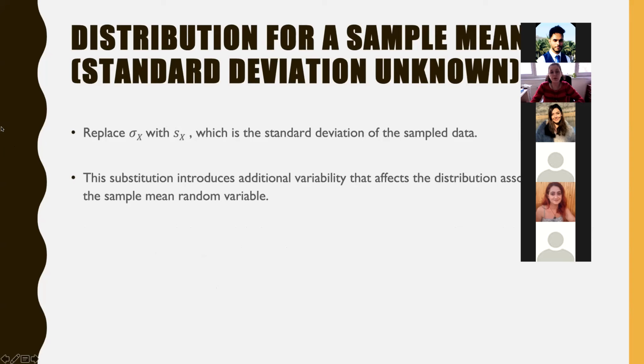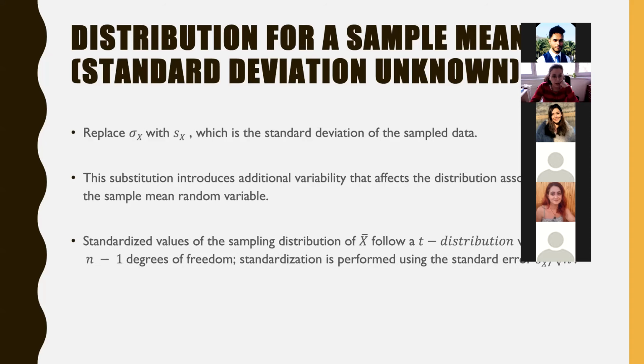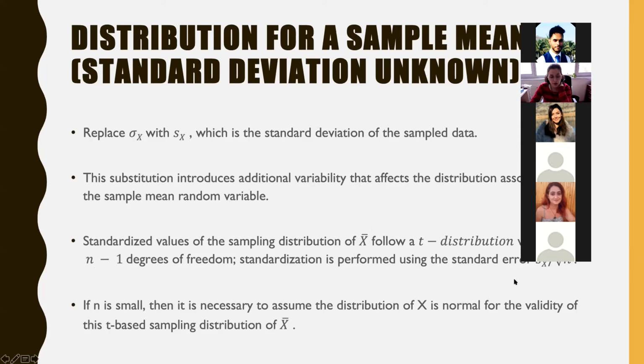So this substitution introduces additional variability that affects the distribution associated with the sample mean random error, okay? And the standardized values of the sampling distribution of x bar are going to follow a t distribution. I guess you should be familiar with this concept, with these new degrees of freedom. And standardization is performed using the standard error. If n is small, then it is necessary to assume the distribution of x is normal for the validity of this t-based sampling distribution of x bar.